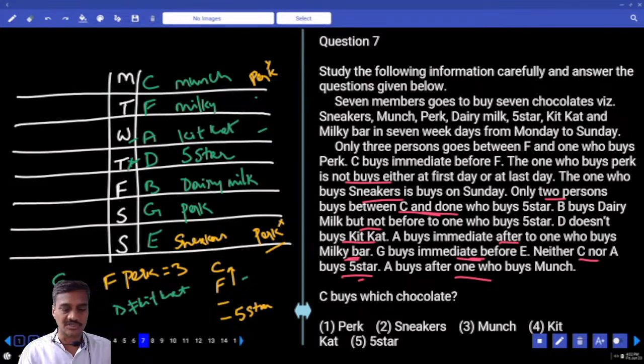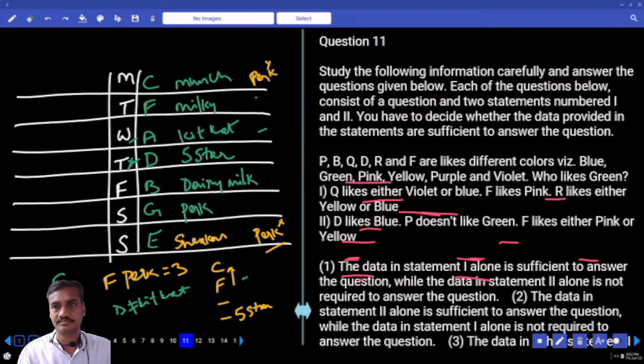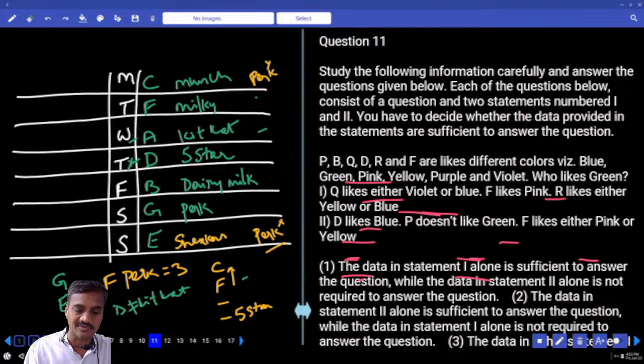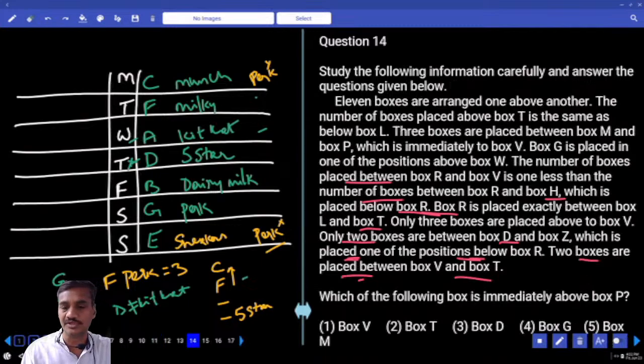This is about questions 7 to 10: 7 persons bought 7 different chocolates on 7 different days. Then 11 to 13 are based on data sufficiency, and data sufficiency in general we need to shift to the second priority. Then next, coming to 14 to 17.